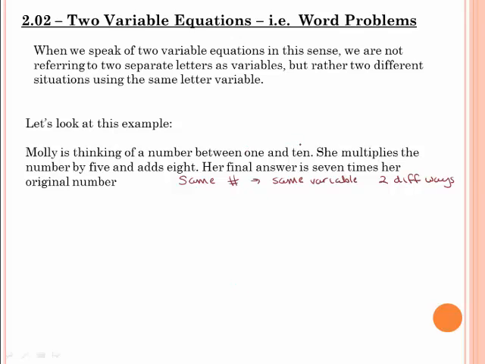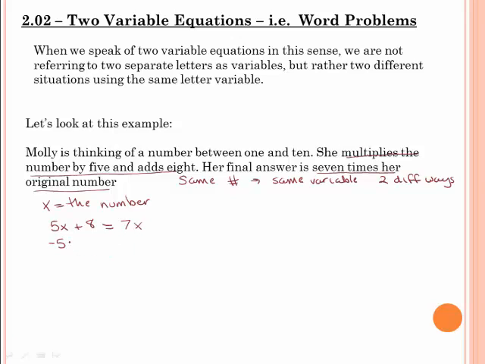She's thinking of a number between 1 and 10, so we know it's going to be 1 through 10. She multiplies the number by 5 and adds 8. So if we let x equal the number, okay, let's look at multiplies the number by 5 and adds 8. I multiply by 5, I add 8. Her final answer, so that's going to equal something, is 7 times her original number.